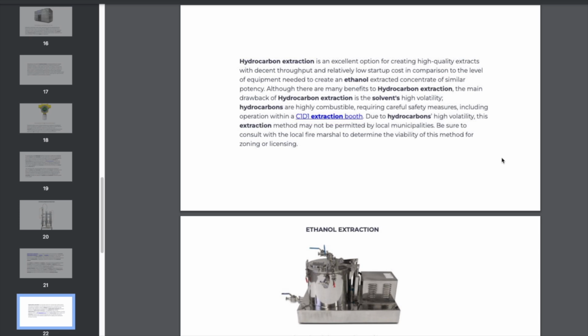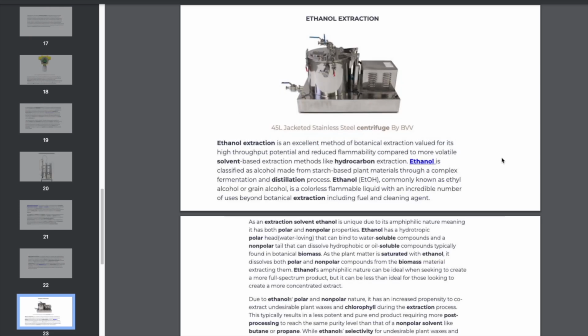This used to be unfathomable, not even close to being feasible, to have a budget of, let's say, 150 grand and put together an entire extraction laboratory, start cranking products out the door to get you some money. That is a relatively low investment. With ethanol extraction, you're going to need multiple pieces of equipment. We're going to talk about that right here.